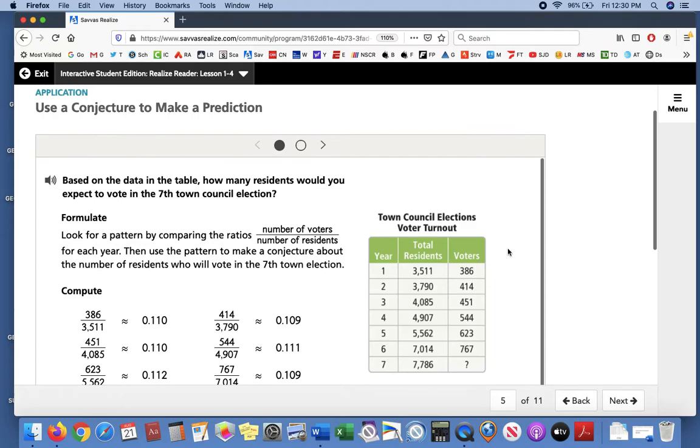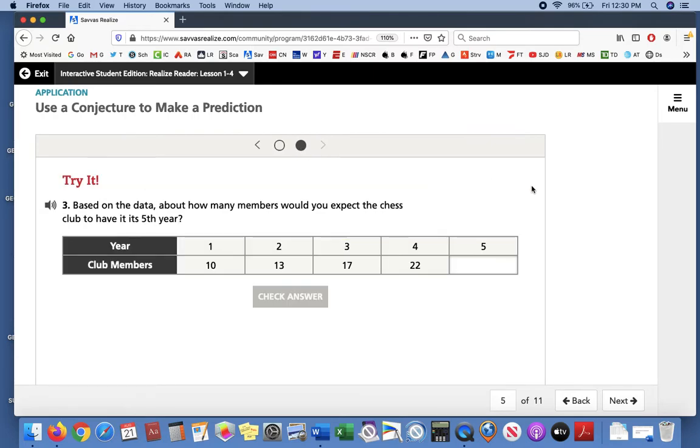So let's do that with this next problem. Much simpler numbers. See if you can find a pattern. Now, it might not be like the Town Council one. Click pause and then push play when you're ready to do it yourself. All right. Now, for this one, how many members do you expect in the 5th year?